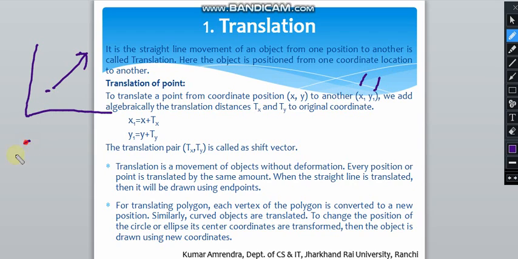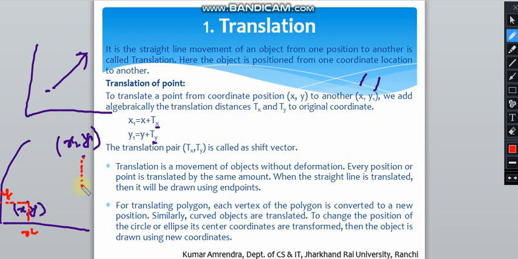So to translate a point from coordinate position x comma y to another coordinate position x1 comma y1. Let us suppose that this is my coordinate system and this is x comma y, and we have to translate this object to some point x1 comma y1, or x dash y dash, x3 y3, any points. So what happens here is we add some values tx and ty. Let me explain how we add them. These are x comma y, this is x and this is y. Okay, and this is x1 and this is y1. Up to here there is no doubt, this line would be straight, this is y1.